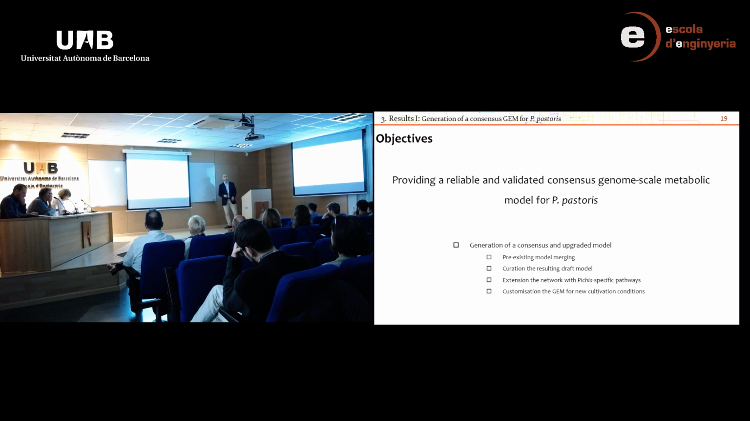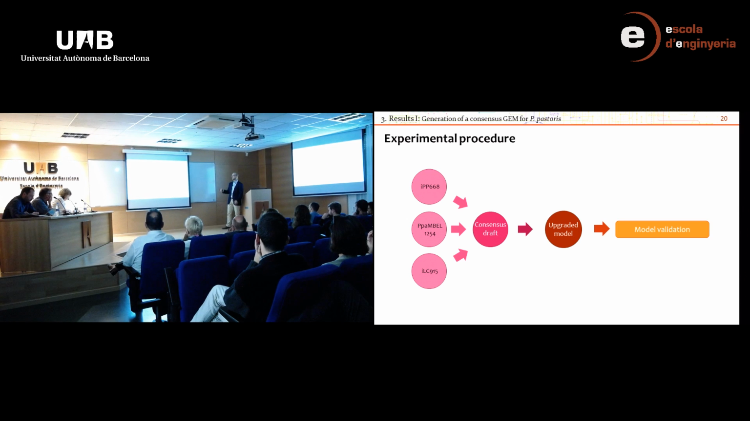So the objective of this chapter is to provide a reliable genome-scale metabolic model, and we will perform this by merging the existing models, curating the resulting draft, and extending our network for these Pichia-specific pathways as well as new biomass equations. Here's a graphical representation of the experimental procedure. We first merged these models into a consensus draft, then we upgraded the resulting model, and finally we validated it.